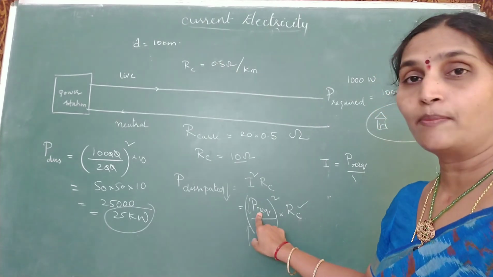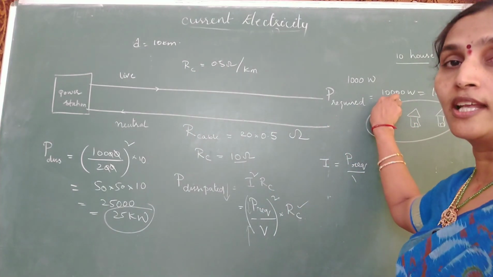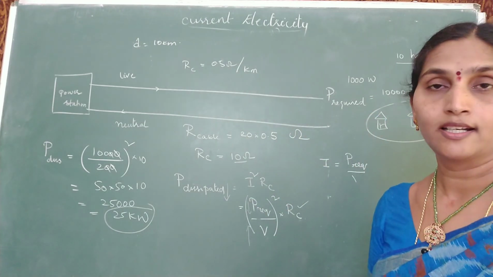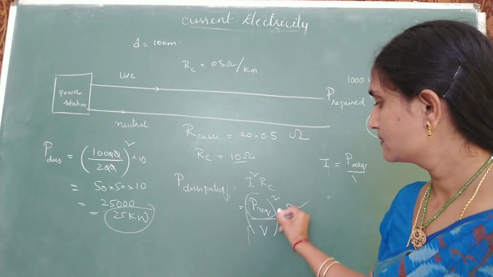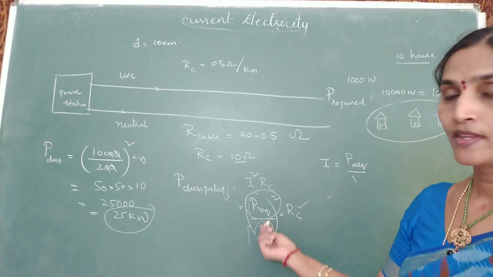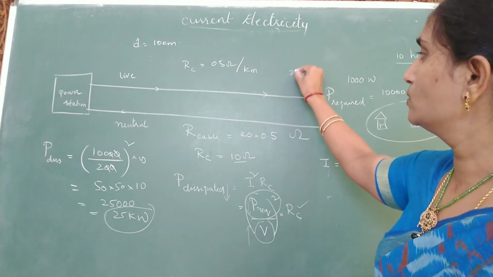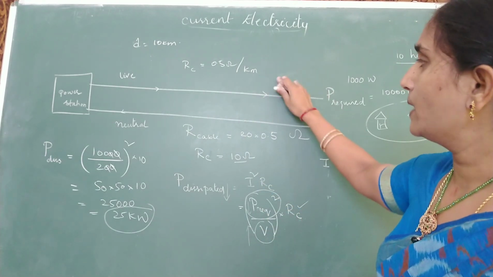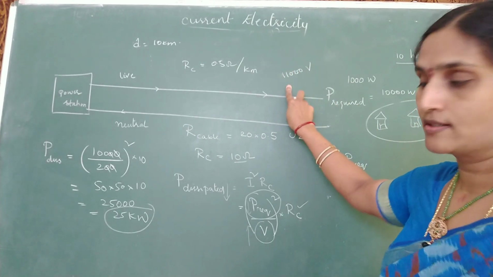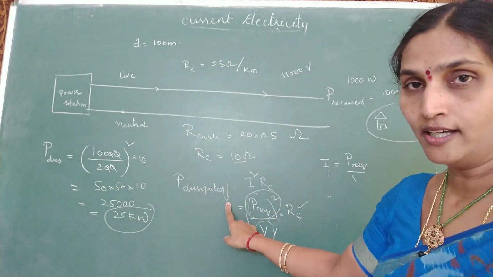We cannot decrease the power required. If the villages require a power of 10 kilowatt, we can't tell them that we cannot supply because of energy loss, so adjust with 1 kilowatt. Not possible. What is the only way then left? To increase the voltage. So instead of supplying the power at 200 volts, if you supply the power at 11,000 volts, a very high voltage, if voltage increases, power dissipated automatically decreases.